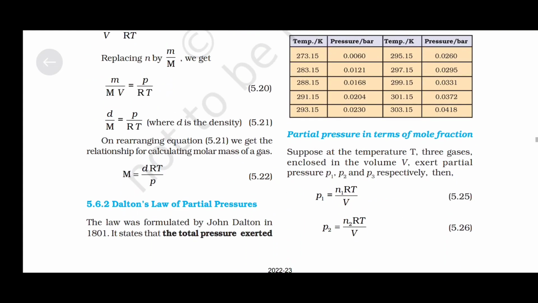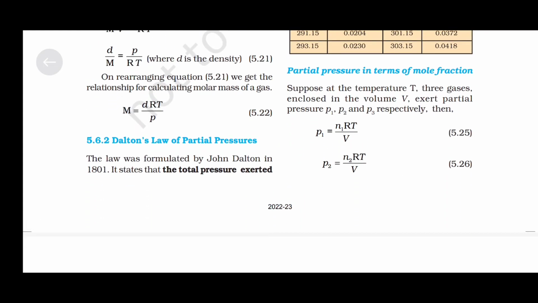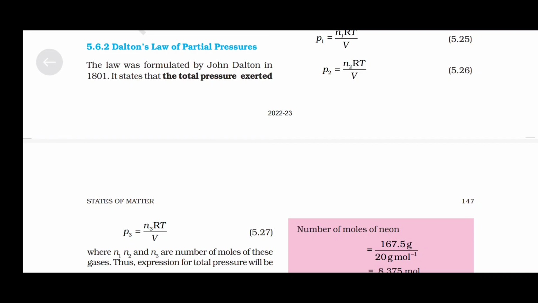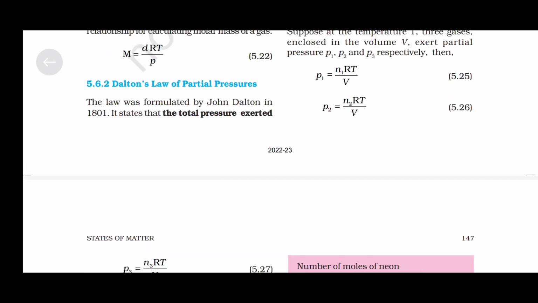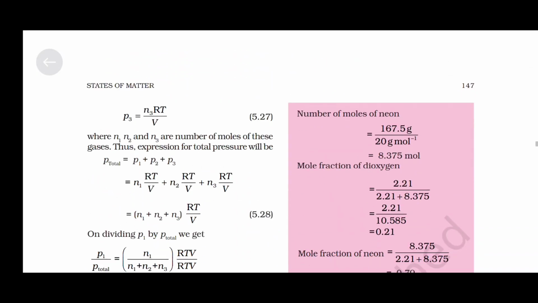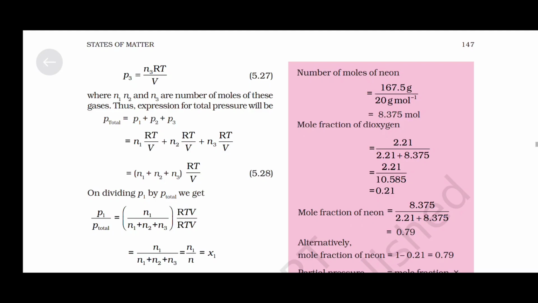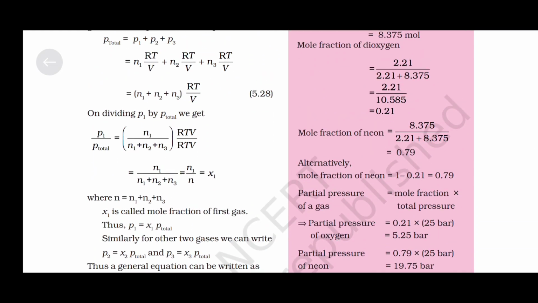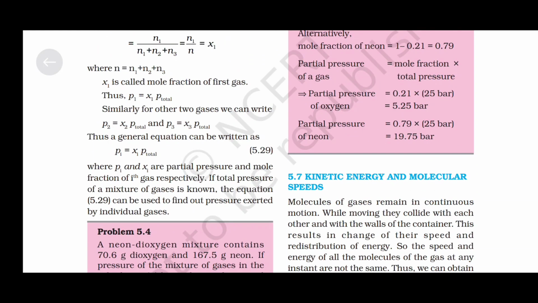Partial pressure in terms of mole fraction. If you want to find partial pressure in terms of mole fraction, directly you should know that P1 is equal to n1 RT upon V, P2 is n2 RT upon V, P3 is n3 RT upon V. So the final equation that comes is, where partial pressure and mole fraction will be the pressure, total pressure applied on the gas. So the final equation, 5.29, is Pi is equal to xi P total.